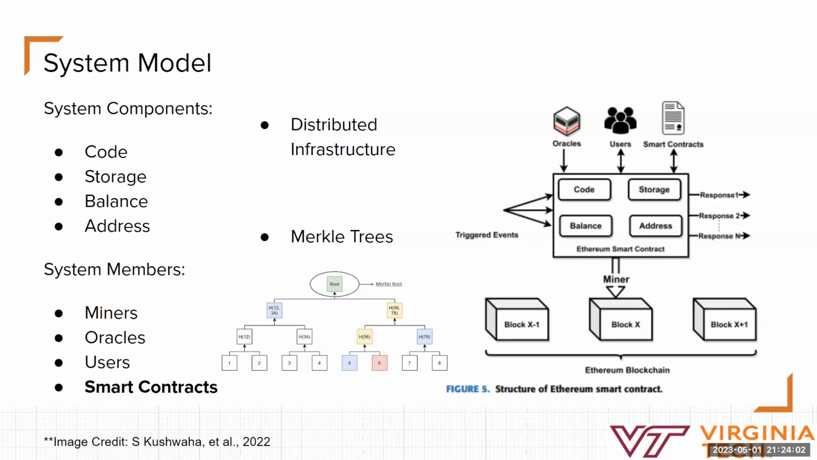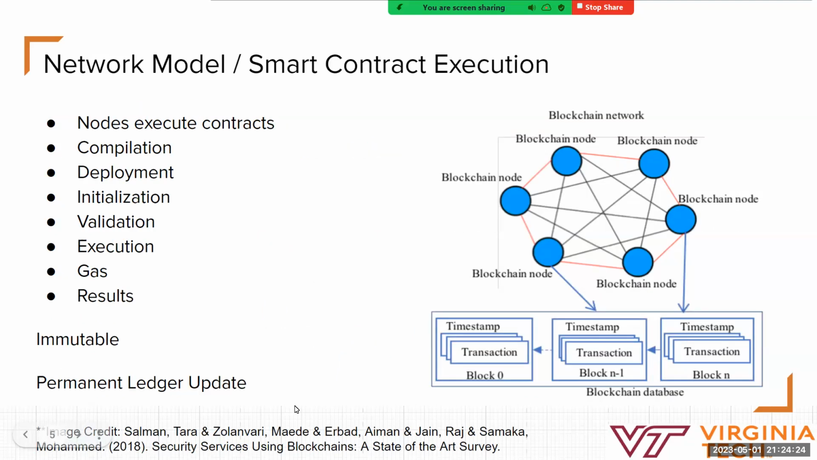And of course, there are the general users, and the important entity is the smart contract, which I'll be focusing on in this research. Smart contracts are responsible for most of the basic functionalities of a blockchain. So this was the system model, and now we'll jump into the network model for blockchain.